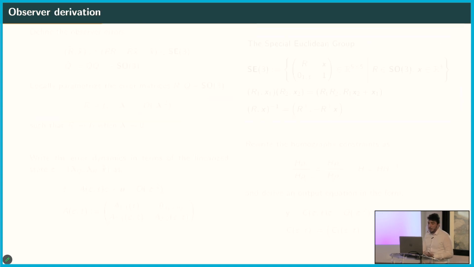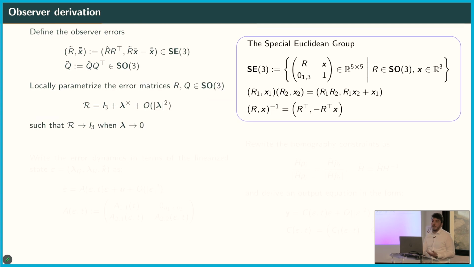In order to do that, we have to define an error for our observer. Because we're working with a Lie group, one thing we can do is exploit the structure of this group. R and X bar actually belong to a group we call the special Euclidean group, which is a group of rigid body transformations. And we can use the structure of this group to define an error, which is given over here. We also have the rotation, which is in SO3, and we can also define an error for that one.